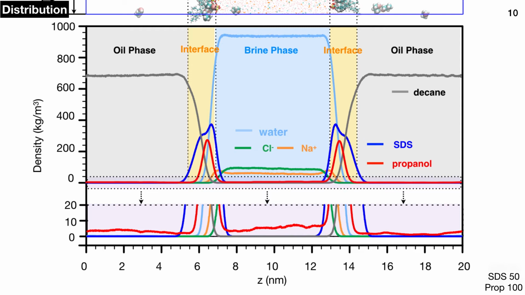From the density profile, we could know that the normal decane and the water densities converge to their respective bulk values at the location far away from the interfacial region. And all of the SDS molecules are distributed at the interfacial region. On the other hand, the propanol molecules, which were originally distributed in the oil phase, are mainly distributed in the interfacial region, and some of them are also distributed in the oil and the brine phases.